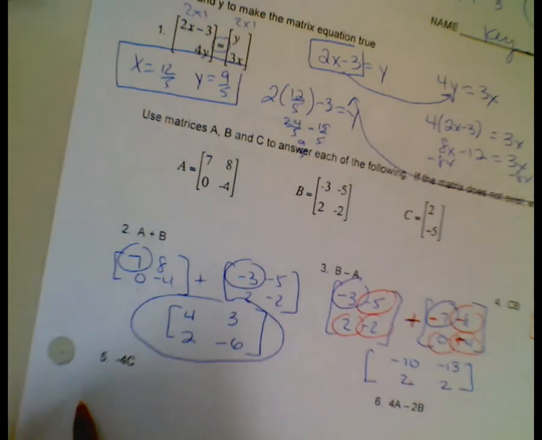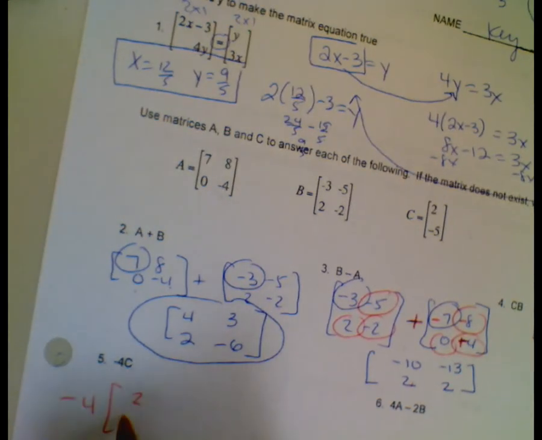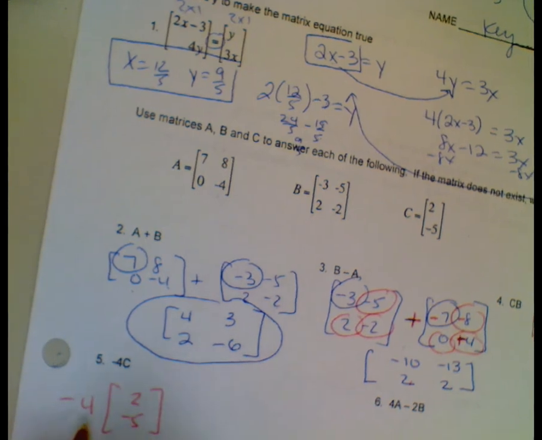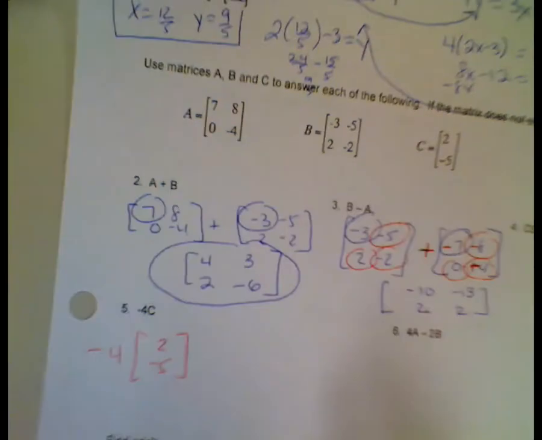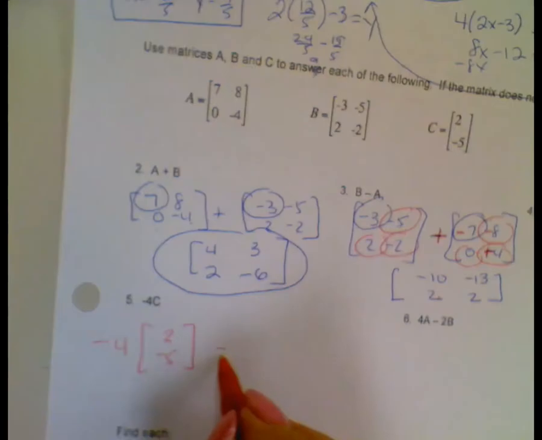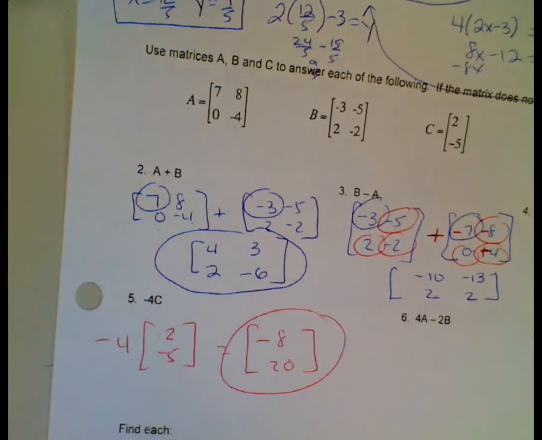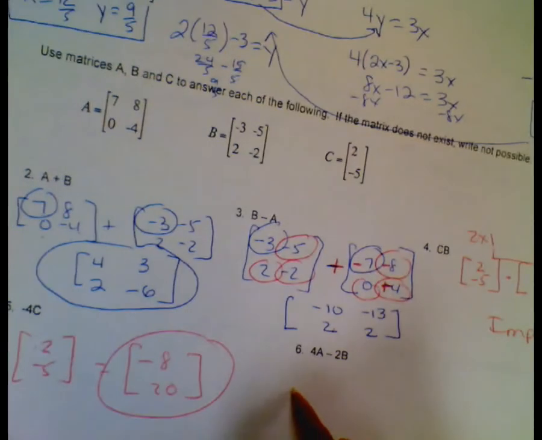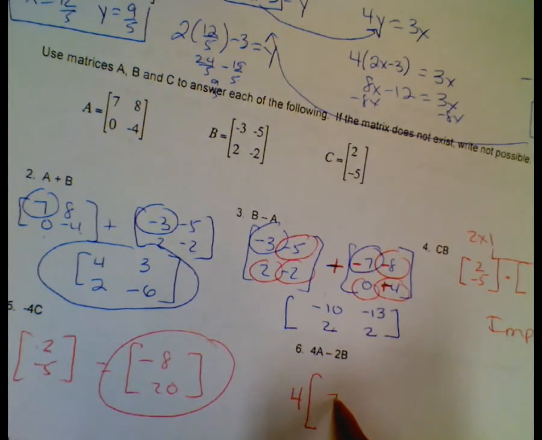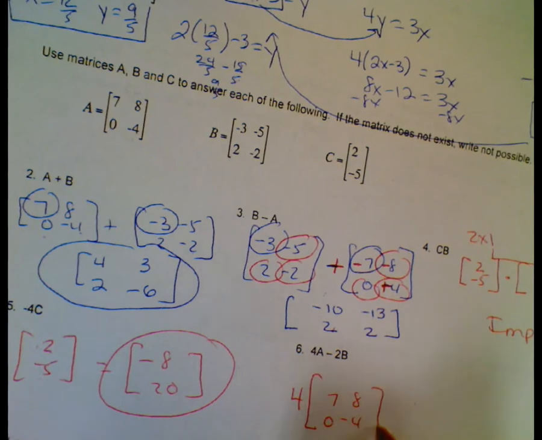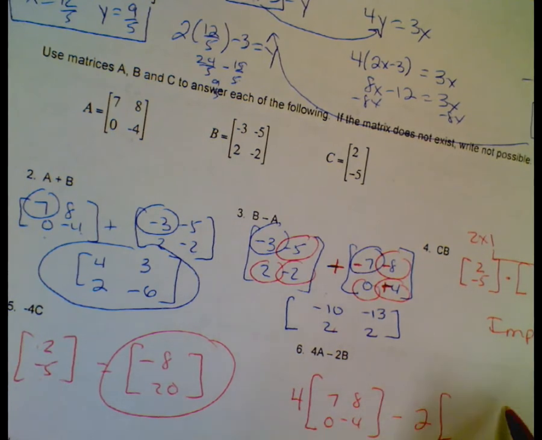So what's negative 4 times C? Negative 4 times C is called a scalar multiple. So you're going to multiply both these numbers by negative 4. So your answer is negative 8 and 20. That's your answer.